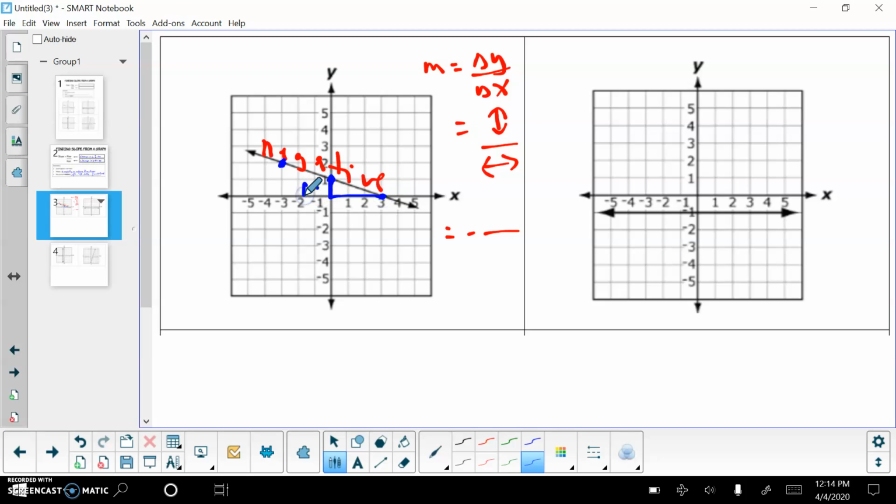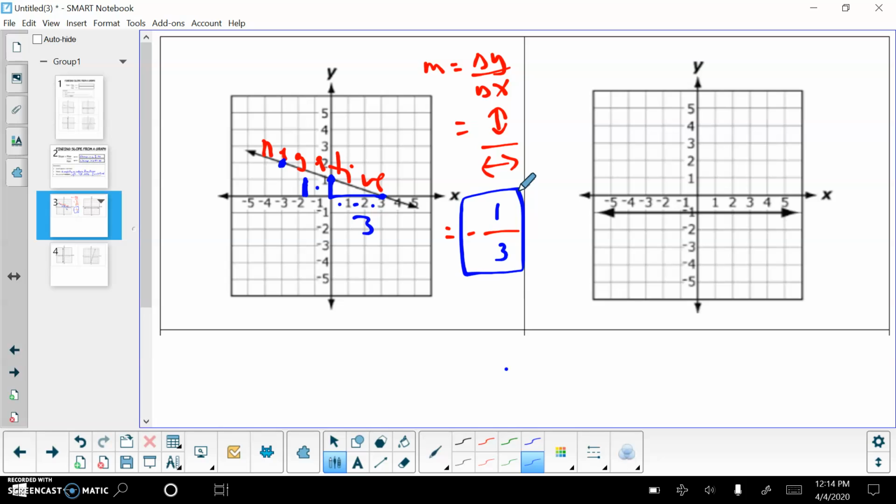I'm going to put a 1 over here. And then across, it went 1, 2, 3 spaces across. So that's down 1 and across 3 to go from 1 point to the next. So the up and down change number goes on top. That was a 1. The across number goes on the bottom, that changed to a 3. And if I try to simplify that fraction, 1 over 3 does not divide out evenly, so I'm just going to leave it. And it is negative, so my slope is negative 1 over 3.